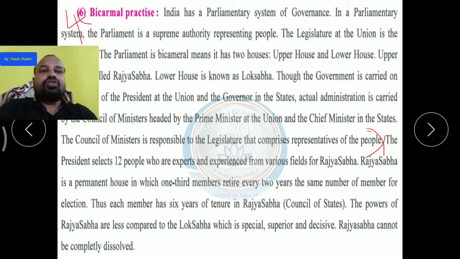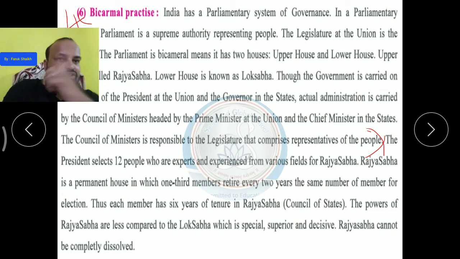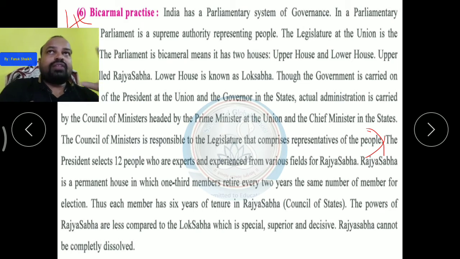The president selects 12 members who are experts and experienced from various fields for the Rajya Sabha. The president has the right to choose 12 members who are experts in their field. For example, Sachin Tendulkar was chosen as a member of parliament. He did not take part in the election but he became a member, as he was chosen by the president.